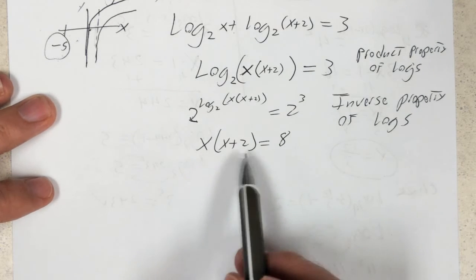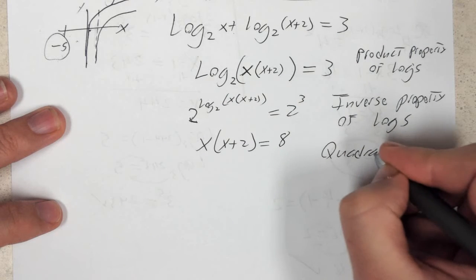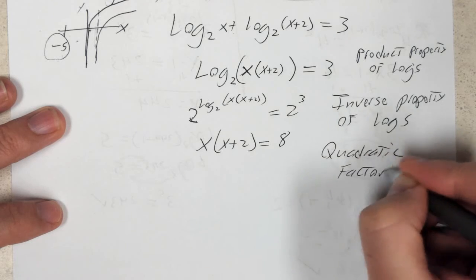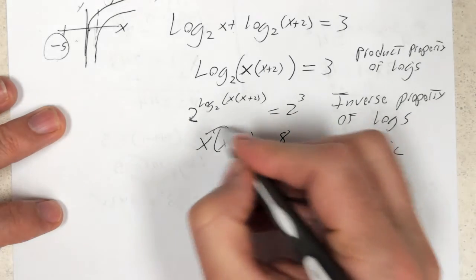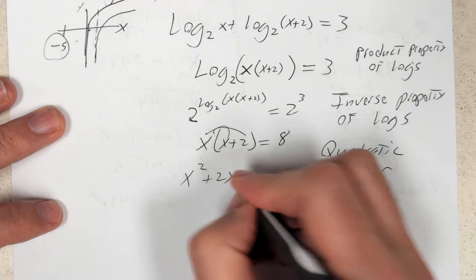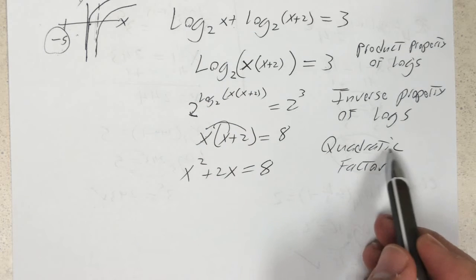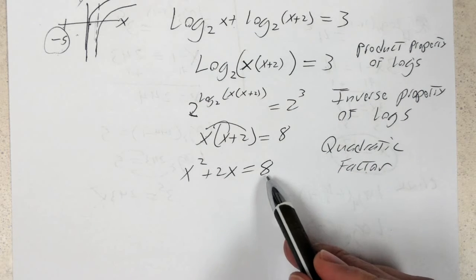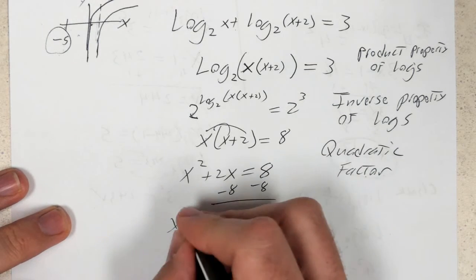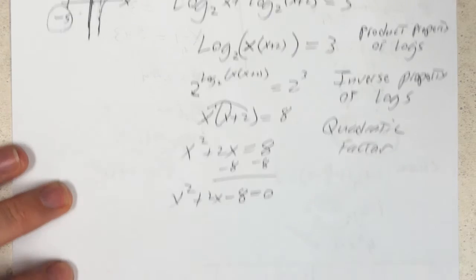And if we go ahead and multiply this, this is going to be a quadratic equation. We're going to end up having to factor, because x times x is x squared, x times 2 is positive 2x, is equal to 8. In order to solve a quadratic or factor it, it has to be set equal to 0. So we'll minus 8, so x squared plus 2x minus 8 is equal to 0.